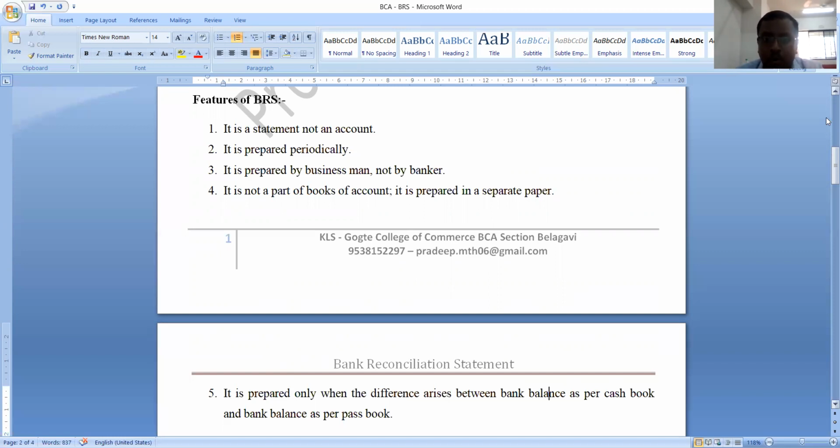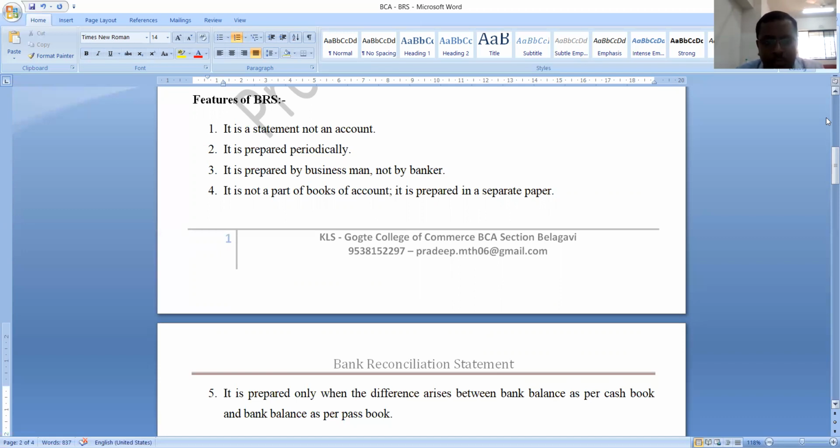Another very important thing is that preparation of a bank reconciliation statement is not at all mandatory. It is completely left to the accountant. If he finds any differences between cash book balance and passbook balance, and if he wishes to know the reasons causing the difference, then he needs to prepare a statement. If he wishes, he prepares a statement. That statement is called the bank reconciliation statement.